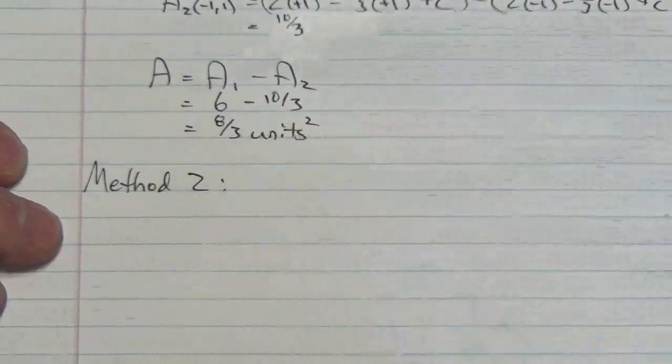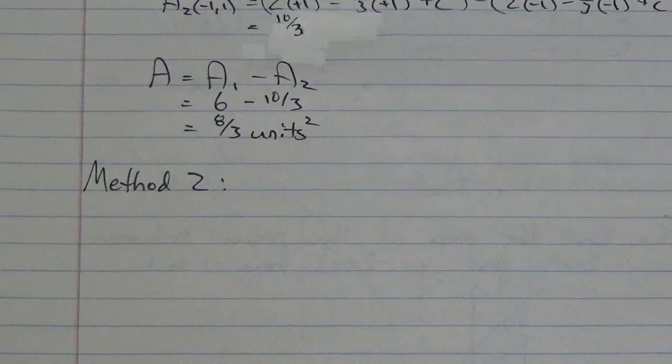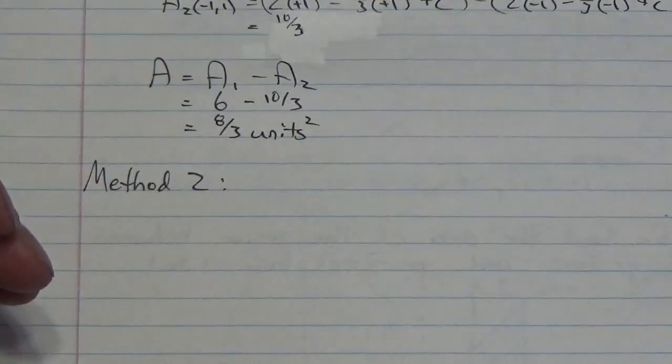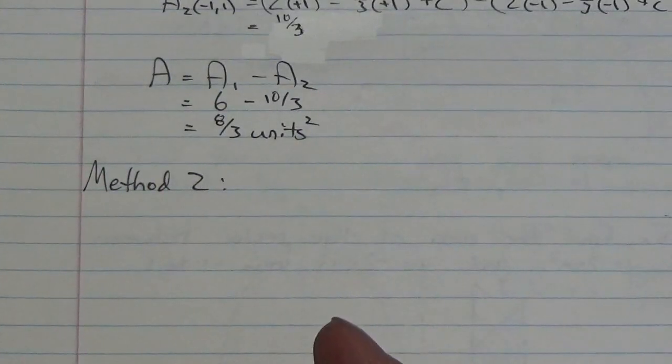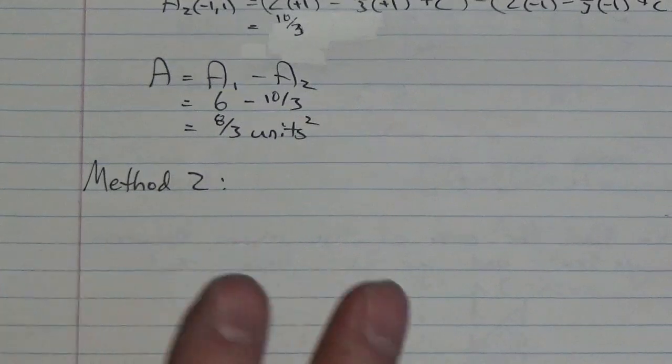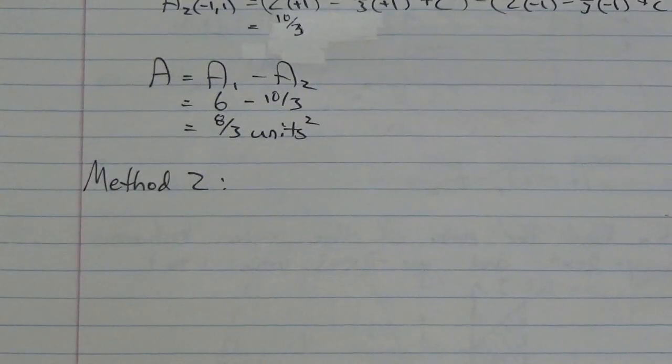Okay, and so method 2 is going to look like this. What we did in the previous example is we found the area underneath each function and then found the difference between them. But because of the way the antiderivatives work, because you're doing it term by term, and each term is basically separate from the others here, it doesn't really matter what order we go about doing this.